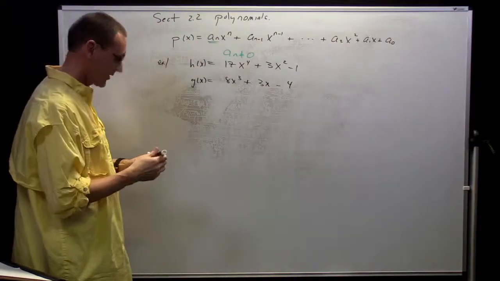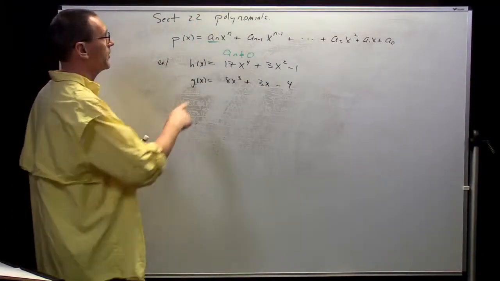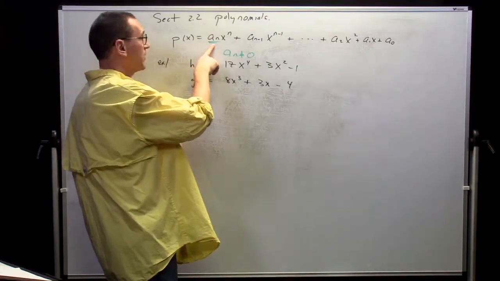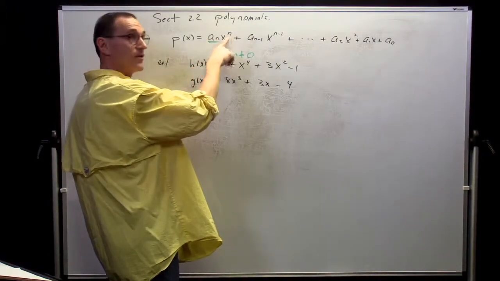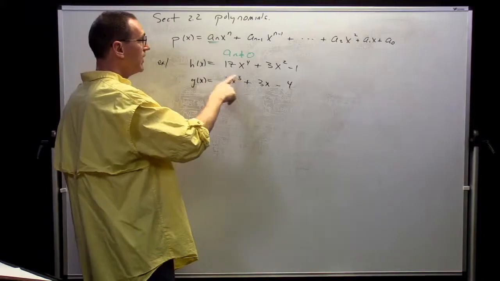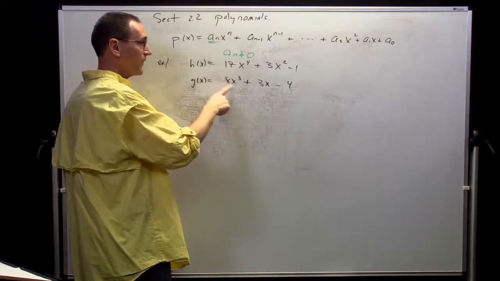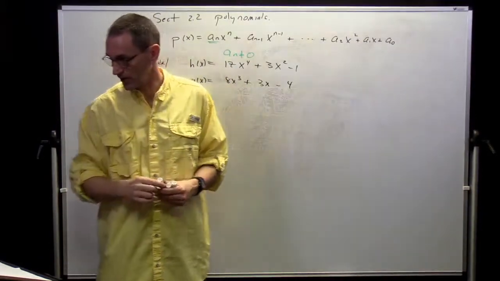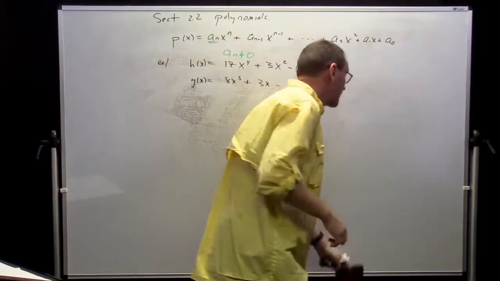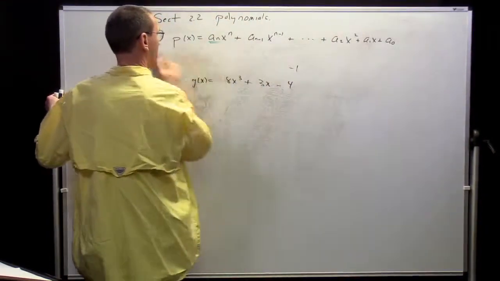Now the degree of the polynomial is going to be this largest value here, the n associated with that, where this is not 0. So this is a polynomial of degree 4, that's a polynomial of degree 3. So we want to talk first about the graph of these functions.